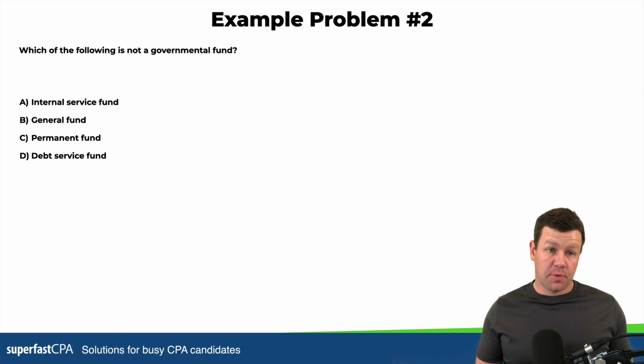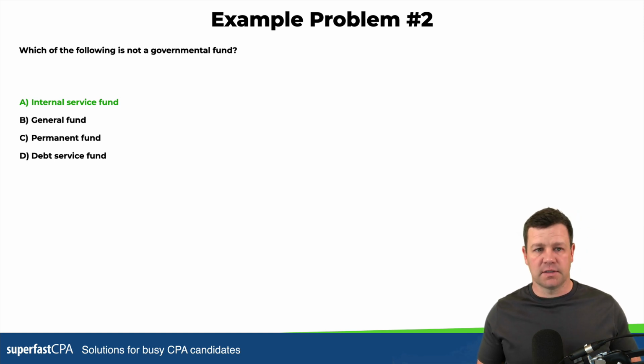Moving on to example problem number 2. Which of the following is not a governmental fund? Is it an internal service fund, general fund, permanent fund, or a debt service fund? So pause the video, read those words, and think about what they mean. That might not help at all if you're new to this, and that's okay. Just read the words, think about what they might mean, and then make your best guess. And we're going to move on. The answer is the internal service fund.